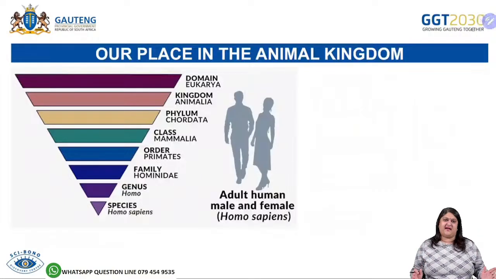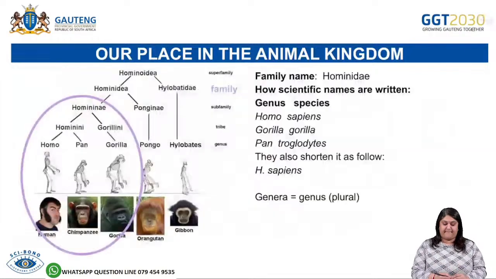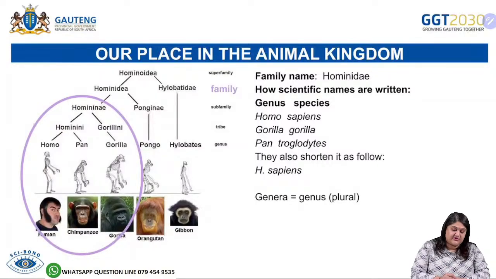Everything is classified. We have a taxonomy for all living creatures, right? So we are all classified according to certain criteria. This is our classification, and this is where we fit in. If we look at Hominidae, I only want us to focus on this bigger lilac circle. Hominidae is our family name.